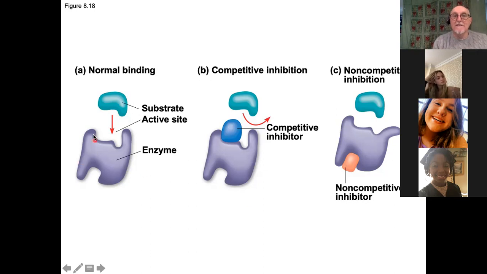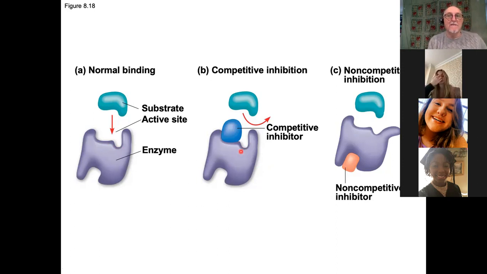Here's our normal enzyme. Here's its active site. And I told you the substrate binds in a very specific position to the active site. A competitive inhibitor comes in and it occupies a part of that active site, and it usually does so irreversibly. It binds permanently, and it blocks the active site. It blocks it completely, and the substrates cannot bind there. This is a way of poisoning the enzyme.